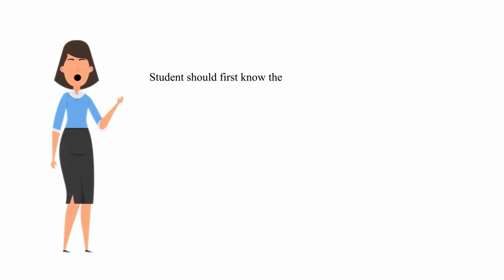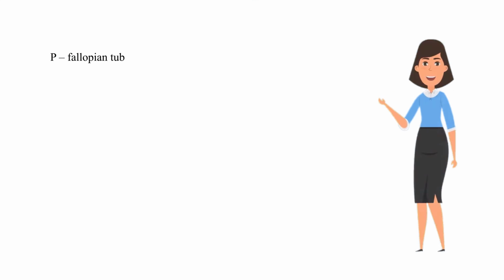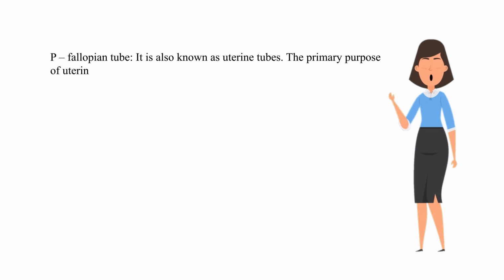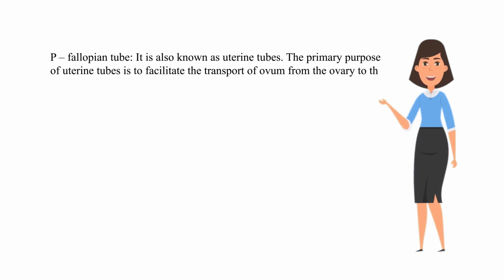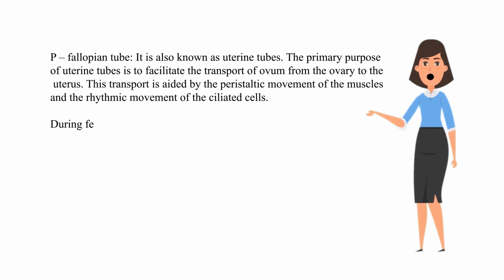Students should first know the parts of the female reproductive system and understand their functions. P. Fallopian tube. It is also known as uterine tubes. The primary purpose of uterine tubes is to facilitate the transport of ovum from the ovary to the uterus. This transport is aided by the peristaltic movement of the muscles and the rhythmic movement of the ciliated cells.